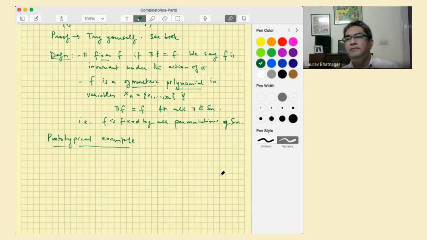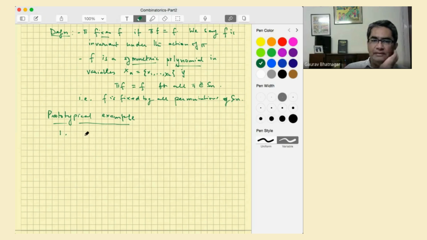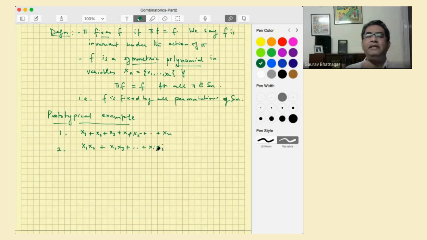Today's job is basically looking at one particular example. Suppose I have x1 in f. There are n variables. x1 is a term. Then I have to have x2, x3, x4, x5, right? If this is a minimal term, and suppose I have x1, x2 as a term, then I have to have x1, x3, and so on, xi, xj. This is like a minimal set which is required.